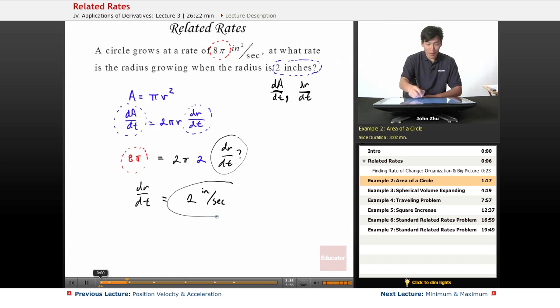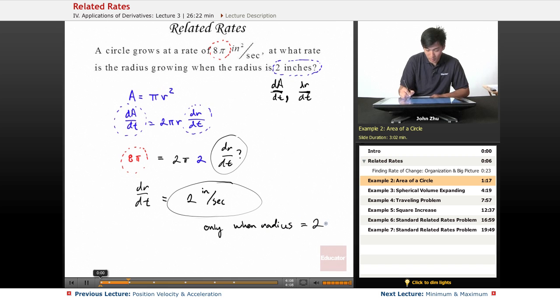We have to keep in mind that this answer is only valid when the radius equals 2 inches. So that was a quick look at a very basic related rates problem. Let's take a look at another type.